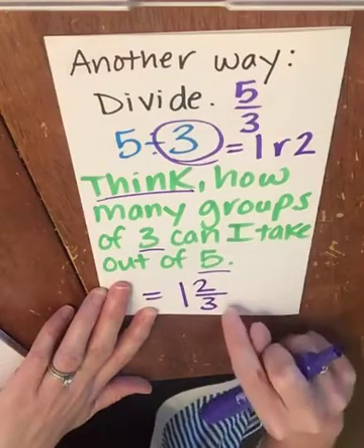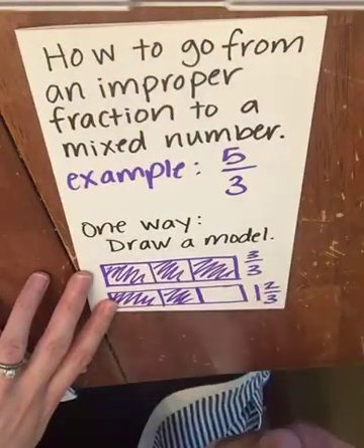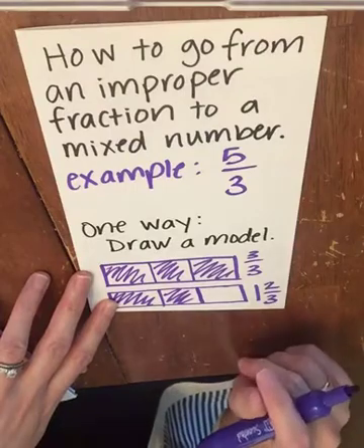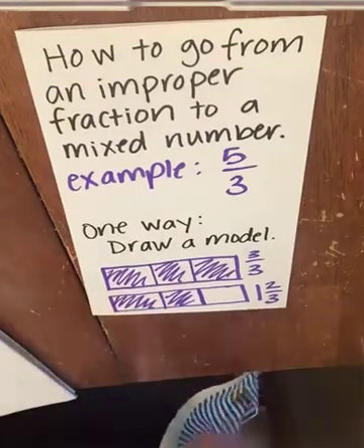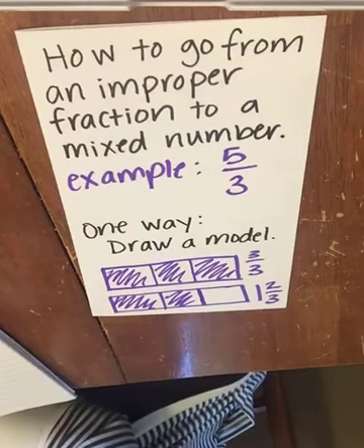And if you notice, I got the same answer here when I divided as I got when I did my model as well. So I can do it either way. Okay? Now, let's take a look at how we can go from a mixed number to an improper fraction, okay?